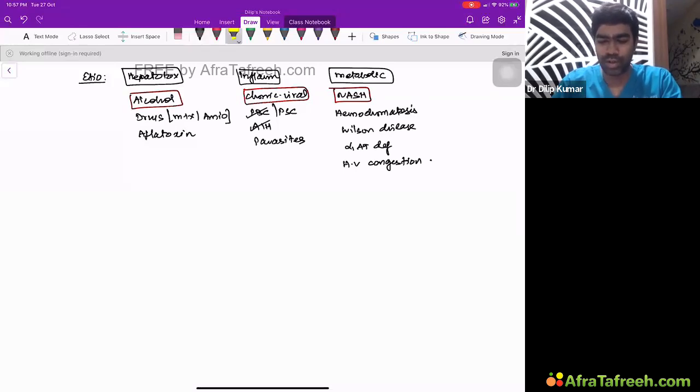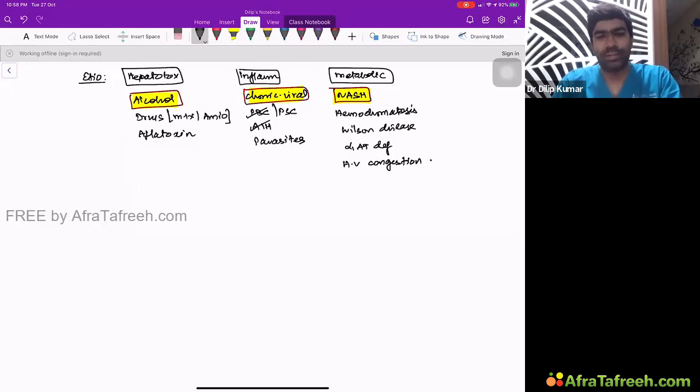But the three most important causes that we need to know, that we commonly and routinely see in India, are alcohol, chronic viral hepatitis, and NASH. These are the three causes. Most of the time our causes will be circulating around these three only. So chronic viral, NASH, and alcoholic liver disease. And what is the problem, and what's going to happen in these patients, and why do they suffer from various problems?